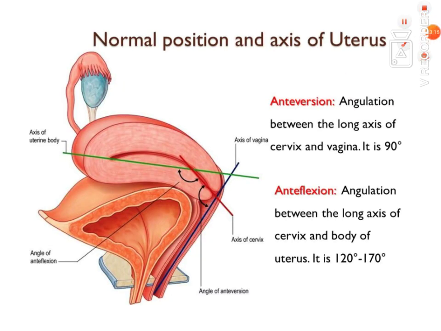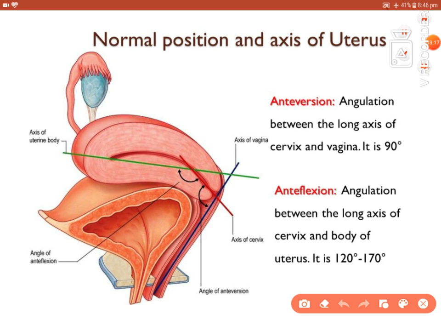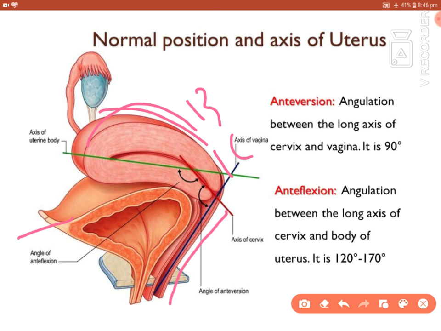Coming to the normal position of the uterus, that is the anteverted and anteflexed position. See the bladder anteriorly. So this is the uterus. This part is the body. Here, this is the cervix. This is the vagina.